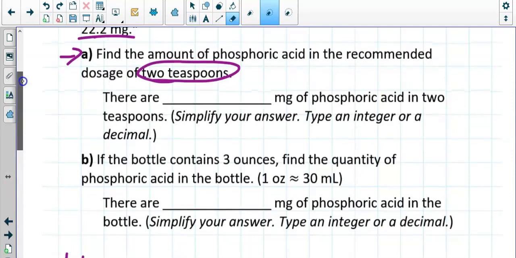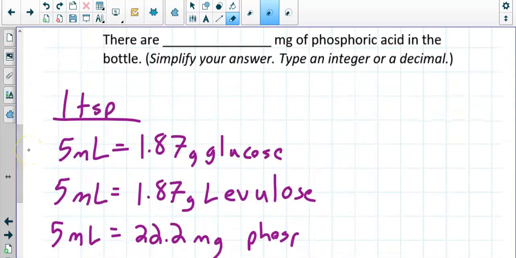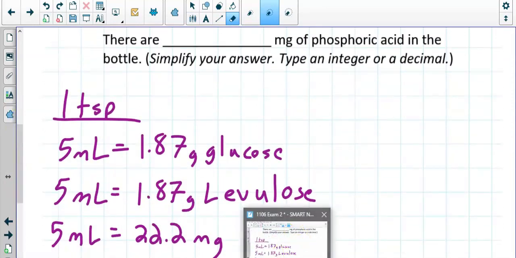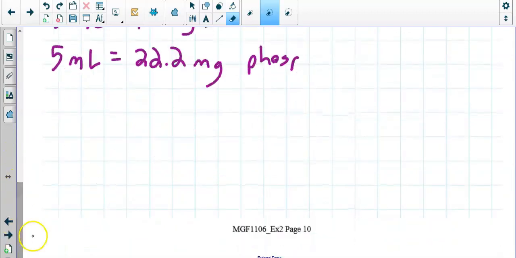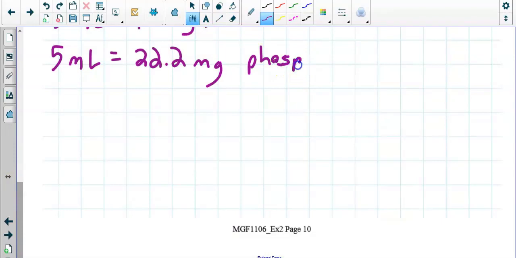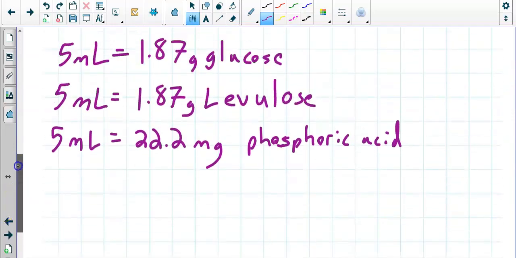phosphoric acid. But we're going to double this now.